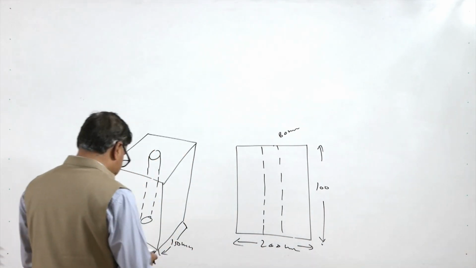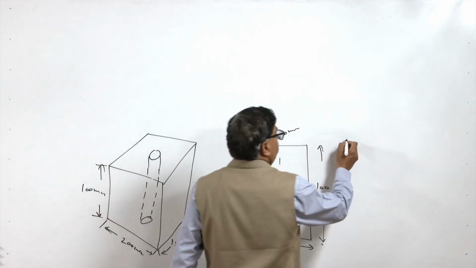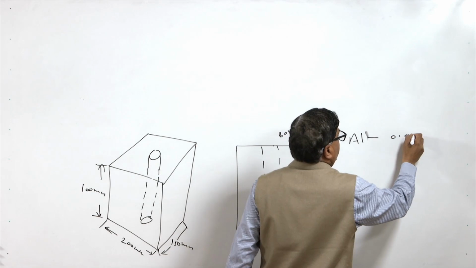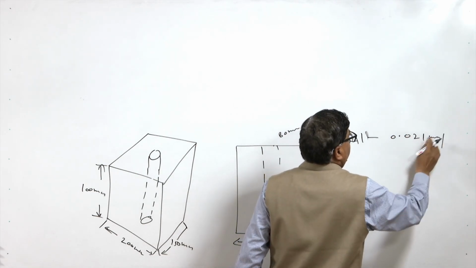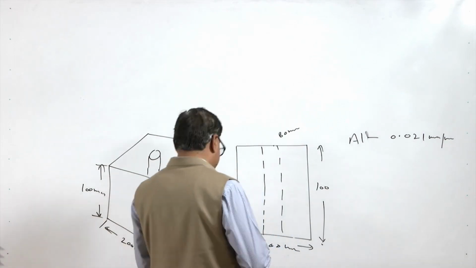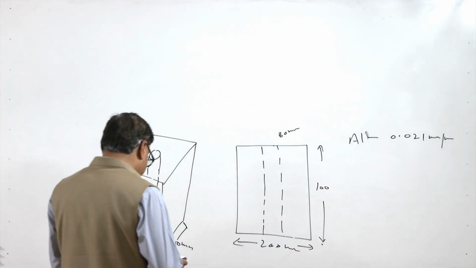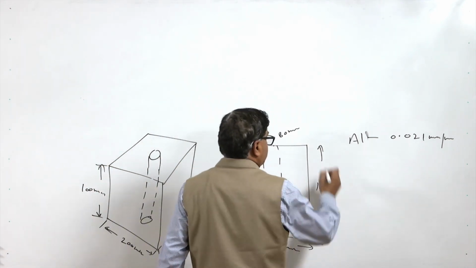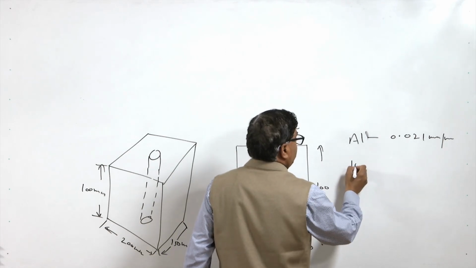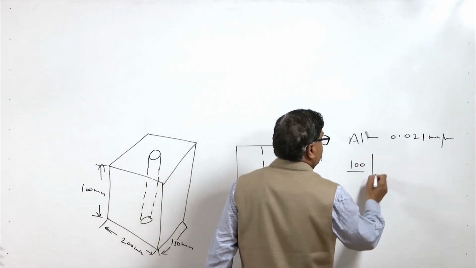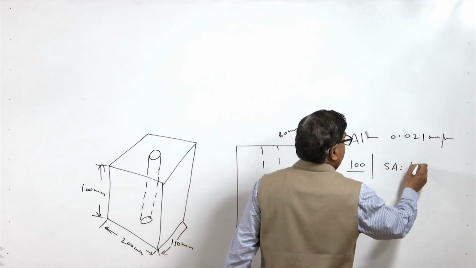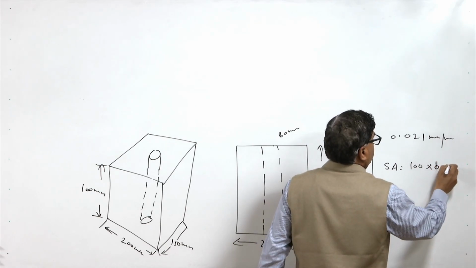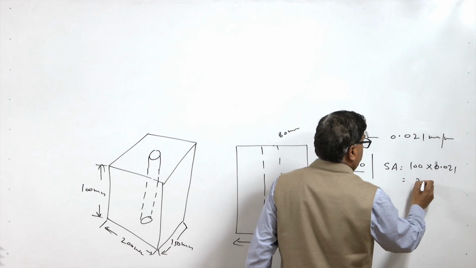So, if you have to provide the shrinkage allowance, considering that the pattern is made of aluminum, the shrinkage allowance is 0.021 mm per mm. So, if you have to give the allowance to the linear dimensions, it will be simple. Say, for this height of 100 mm, the shrinkage allowance will be 100 multiplied by 0.021. So, the net dimension is 2.1.